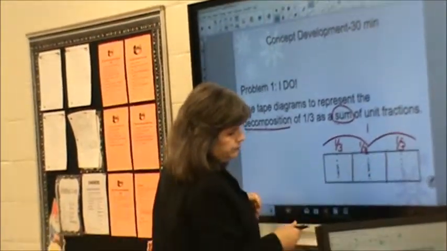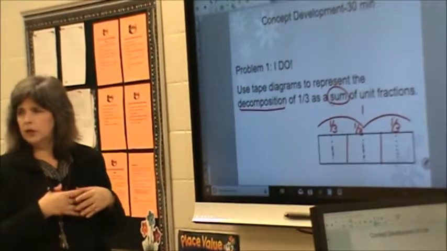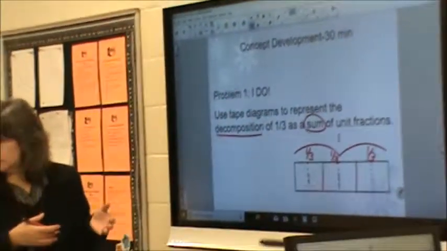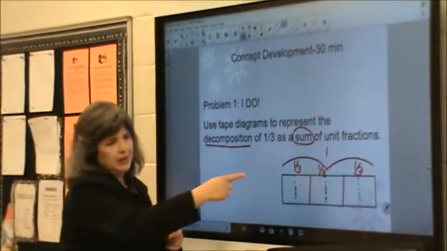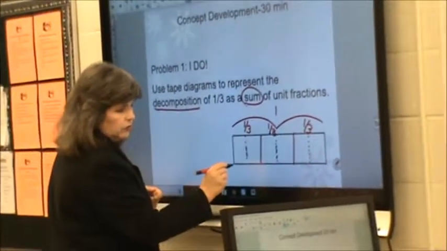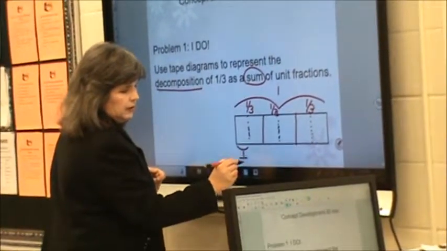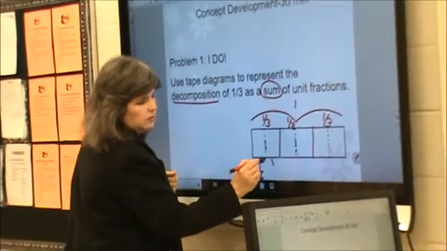Partition this one. Okay. Now, look at our equal pieces. Did they change? Yes. How many equal pieces do I have now? 6. So this is 1/6. Yes. This is 1/6.